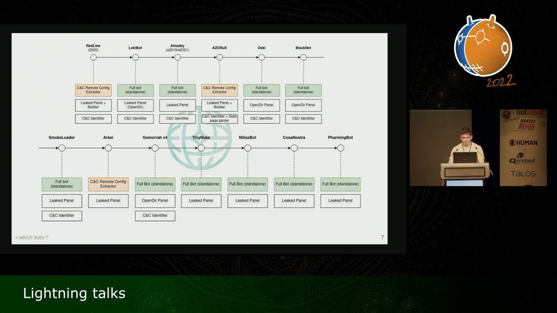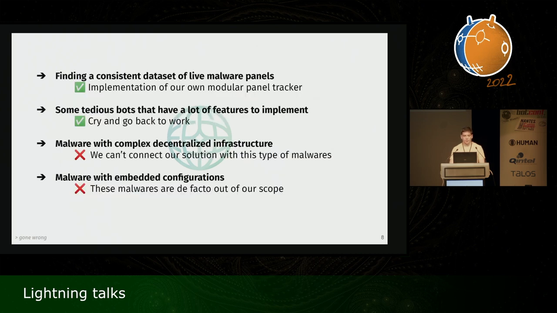I don't have much time. Don't hesitate to come to talk about it after the talk. So, our main problems and how we dealt with them or not. We wanted to have some panels to exchange with to test our product, so we built a sort of panel tracker based on public feeds and web scraping. Some bots were really hard to implement, but we did it quite realistically, doing screenshots and everything. And for malware, we couldn't follow everything that we wanted.